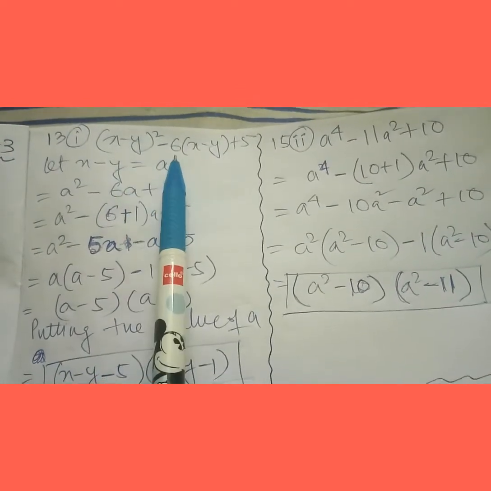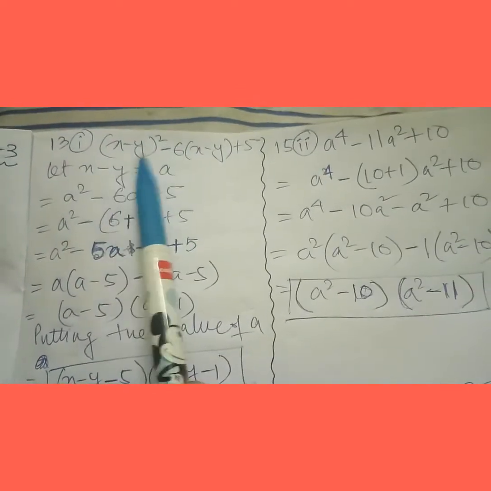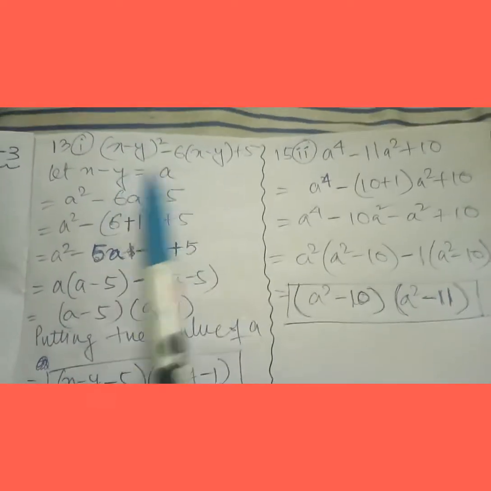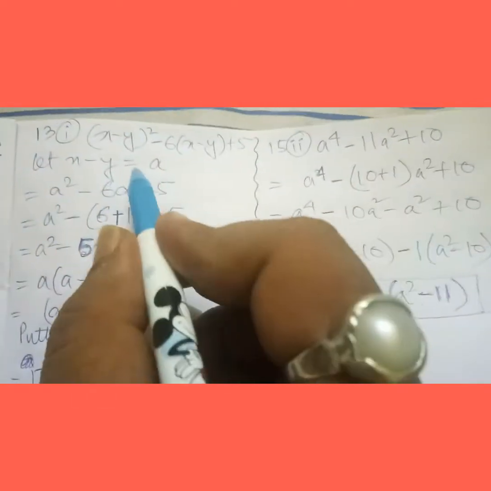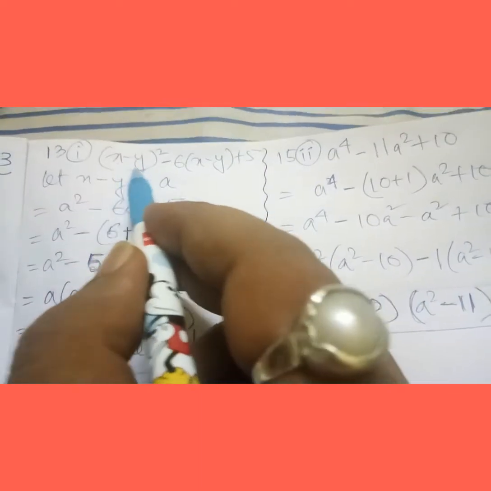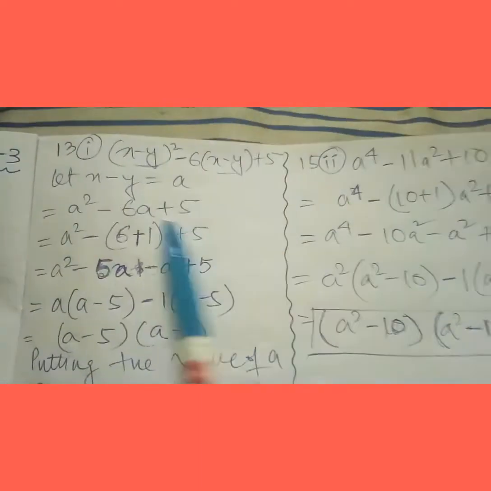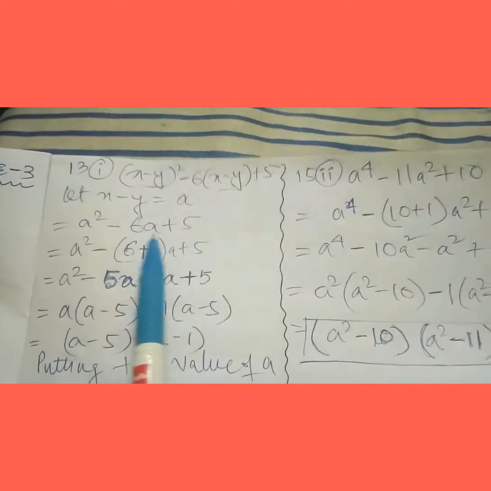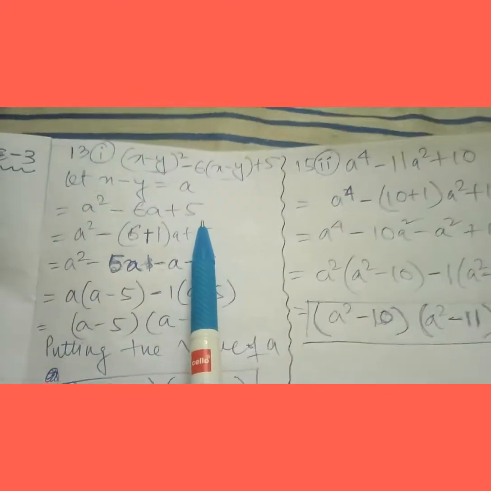Ax square plus bx plus c. But see, here it is given what in the bracket, and when you find this kind of question, you have nothing to worry about. You take this as any variable. See, I've taken x. Let x minus y equals a. Then you will see it is now coming in that form. It will be easy to solve it now.